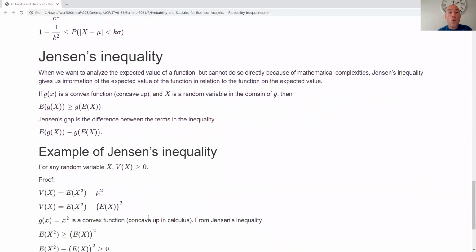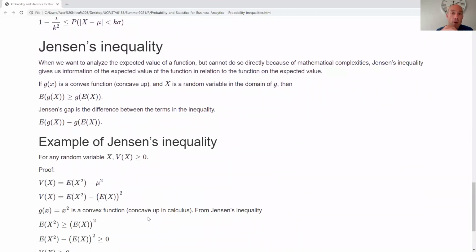Now, the next inequality we want to look at is one that involves convex functions. A lot of introductory calculus classes call convex functions concave up. It looks kind of like a smiley face in my calculus class. So when do we use this? I want to take the expected value of a convex function of a random variable, but I can't work through this. I have the ability to handle the function of the expected value, but I can't handle the expected value of the function.